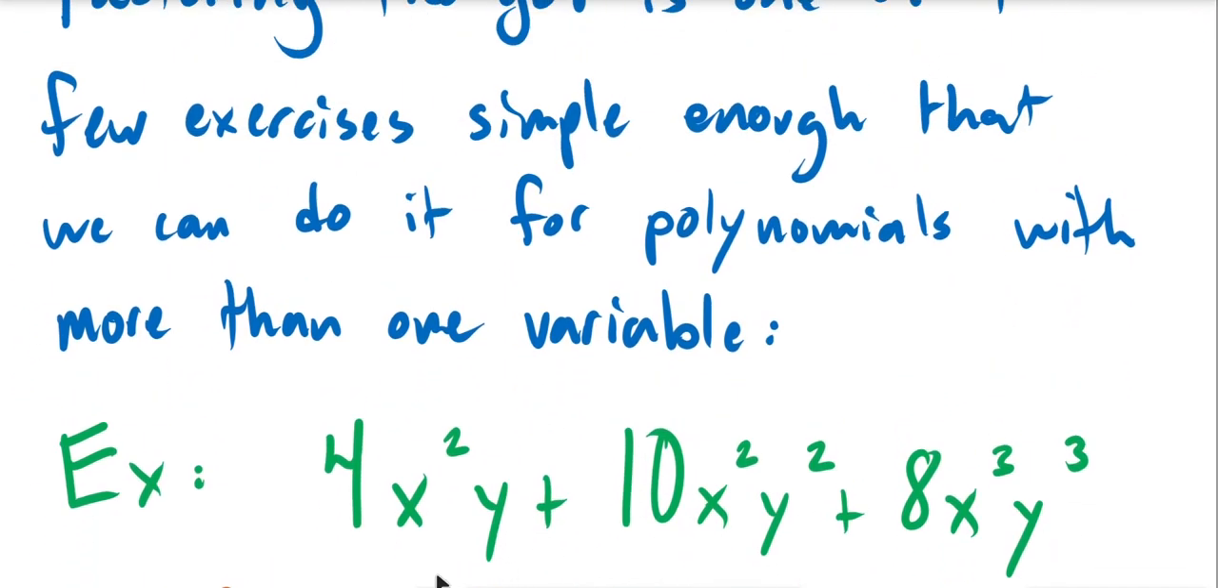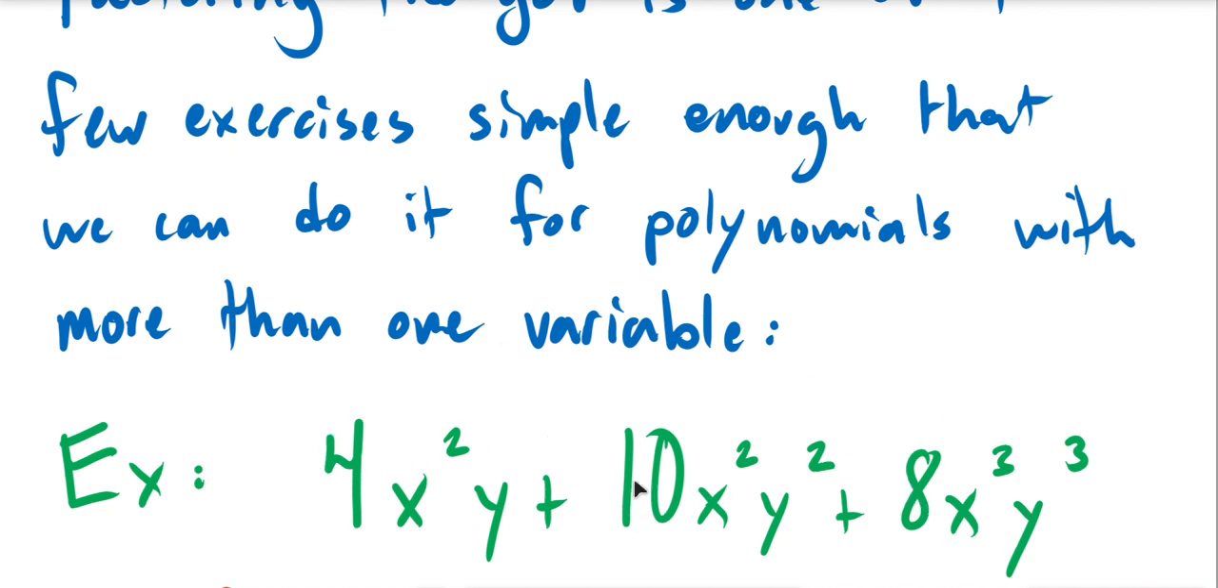Here I've got a jolly one. It's 4x squared times y plus 10x squared y squared plus 8x to the third y to the third. Now, the reason that this does not get harder is because we can keep looking at each one of the parts individually.